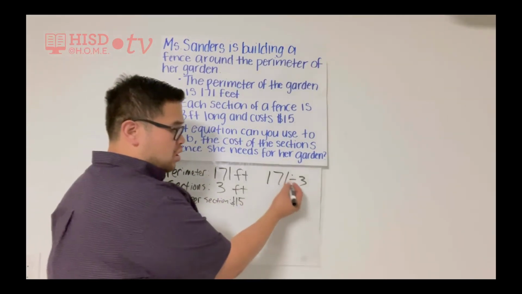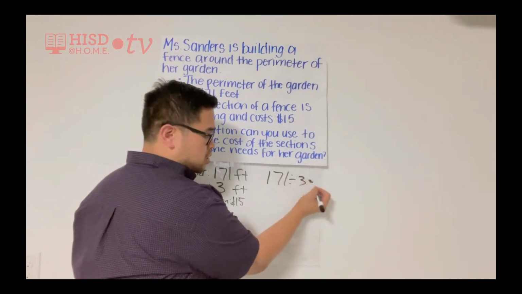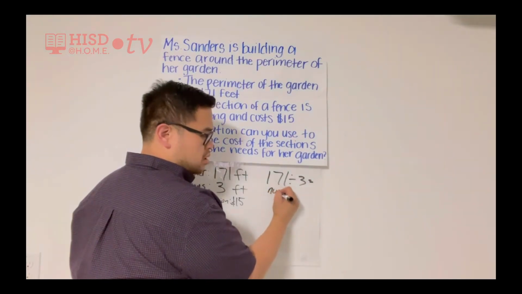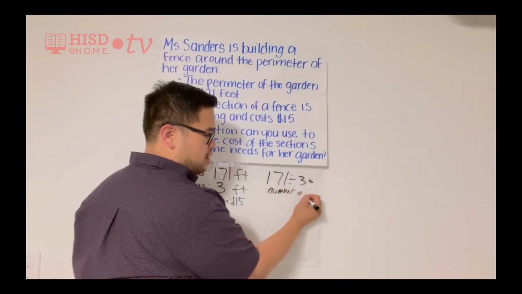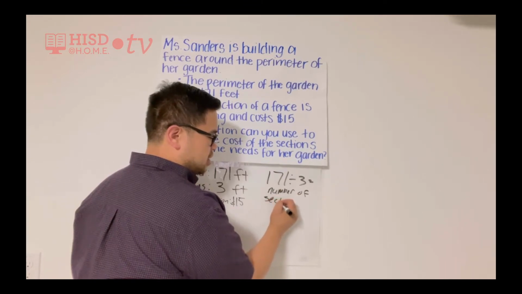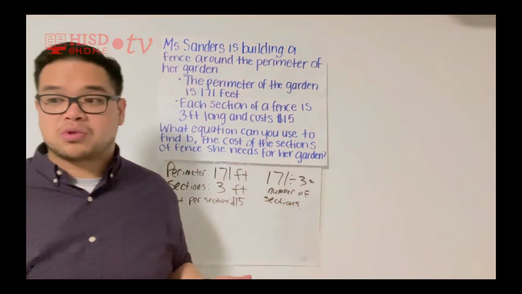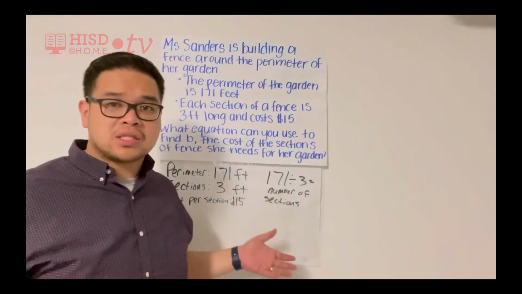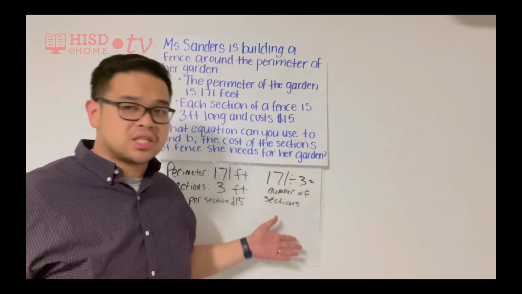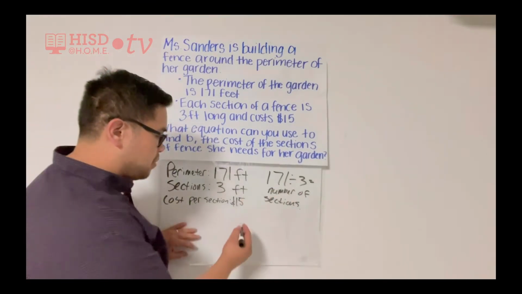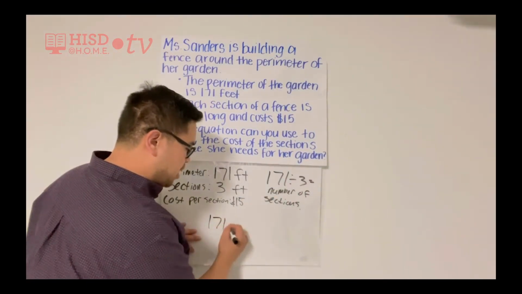Because we know that 171 divided by 3 equals the number of sections. So that's the missing thing we're trying to find, the total cost of everything. In order to do that, we have to find the number of sections. So once we do that, I'm going to set my equation up. We know this is the first step.